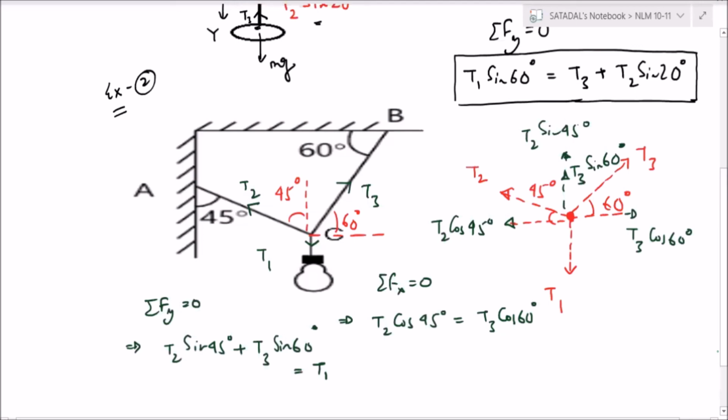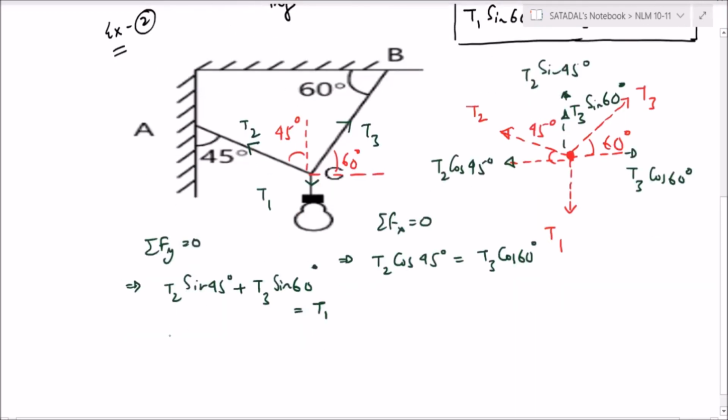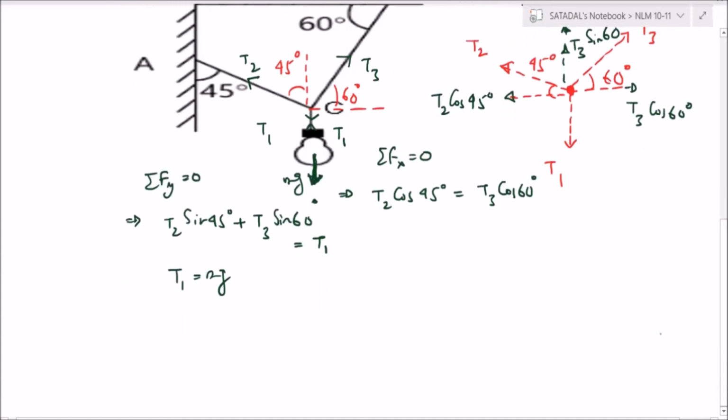One more equation we can write if we want, that is T1 is equal to mg. Downward is mg, no? So for this downward weight, the tension here will be upward, T1. So this is all correct now? Full clarity is there? Okay. Chalo. No more explanation is needed on this.